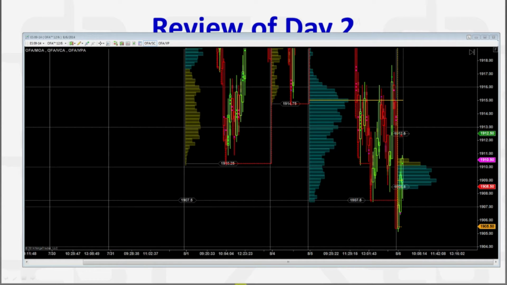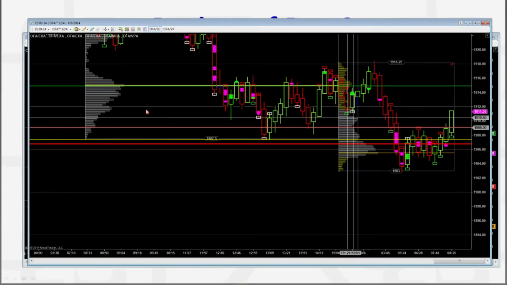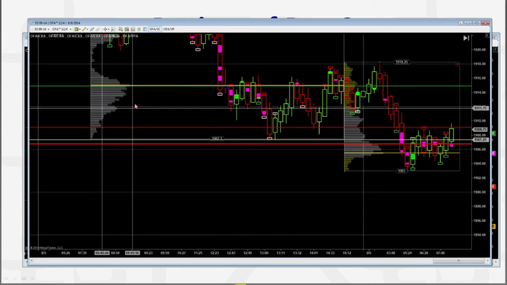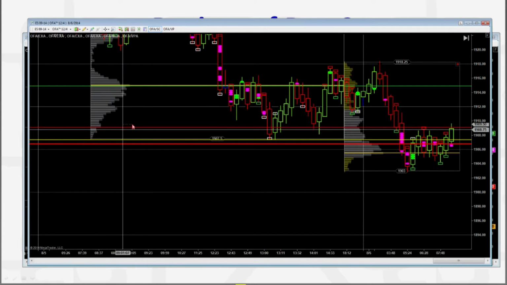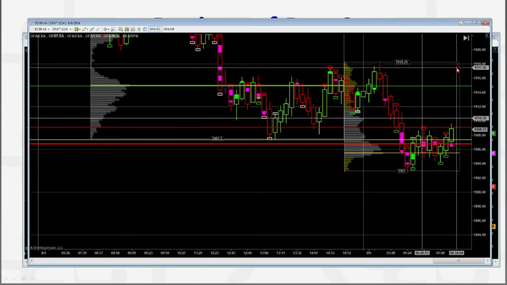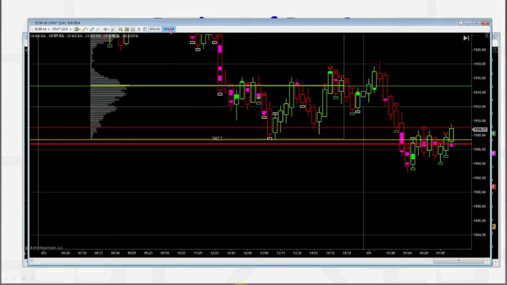We are above yesterday's low. And when we start considering yesterday's profile, let me bring it up. You see this distribution, this lower distribution from yesterday? This is yesterday's, this is the overnight.